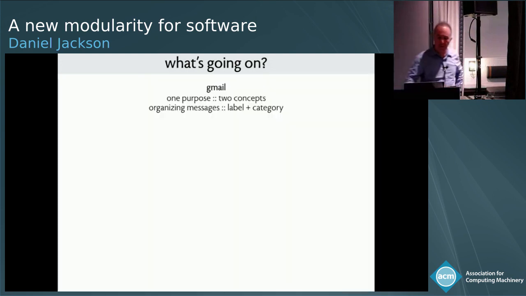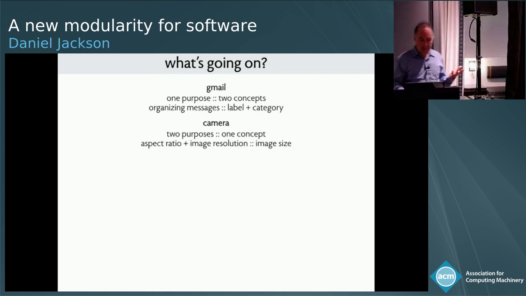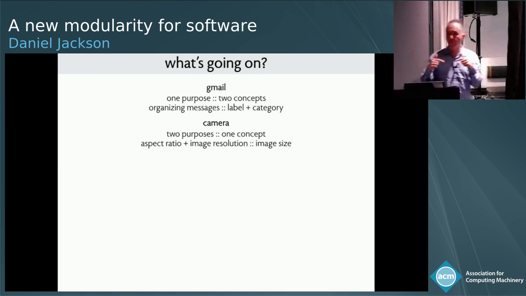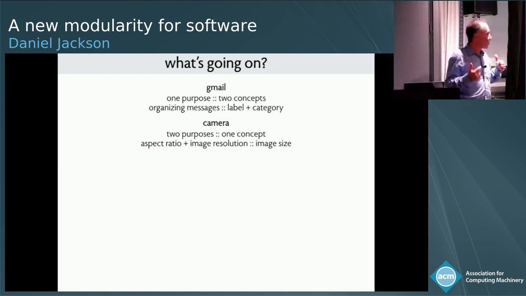So here's what I think is going on. In Gmail, you have one purpose, namely classifying messages, but you have two concepts, label and category, and that created problems. In the camera case, you have two different purposes and one concept. The two different purposes are setting the aspect ratio and choosing the image resolution, and those both got woven into the concept of the image size.